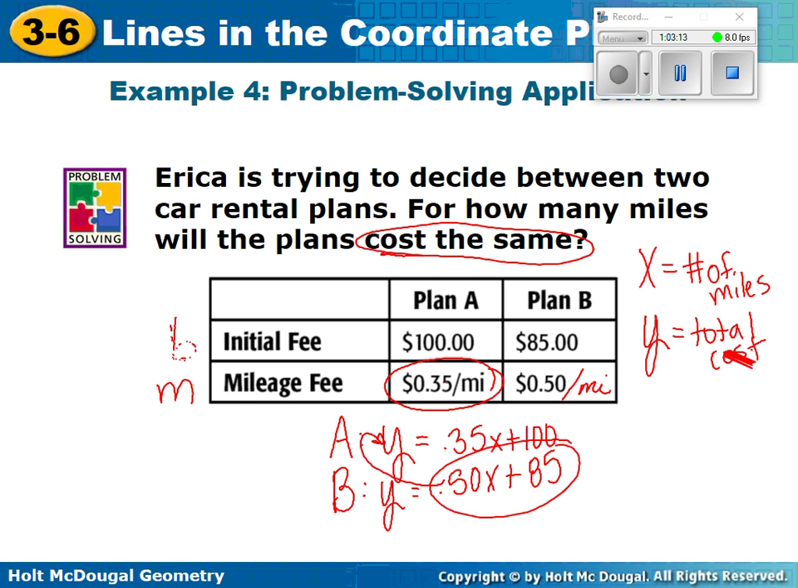What will the plans cost at 100 miles? How do I get that, Malachi? Plug in 100. So I could go to either plan, right? Because they're supposed to be the same. So 100 times 0.5 is 50, and 50 plus 85 is 135. Or 100 times 0.35, 35 plus 100 is 135. So it might ask you, how much do the plans cost? And you would need to plug it back in. You sure should. The plans will cost the same at 100 miles for Miss Erica.